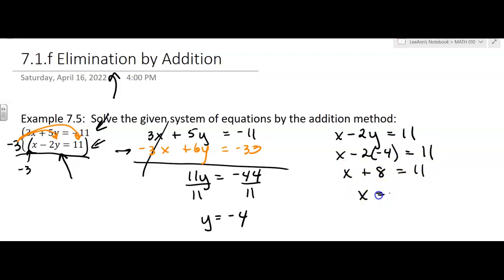Subtract 8 from both sides. Okay, so x is 3, y, oops, I'm writing x. X is 3, and y is negative 4. And again, you could check those by plugging them into both equations one at a time, see if it works.